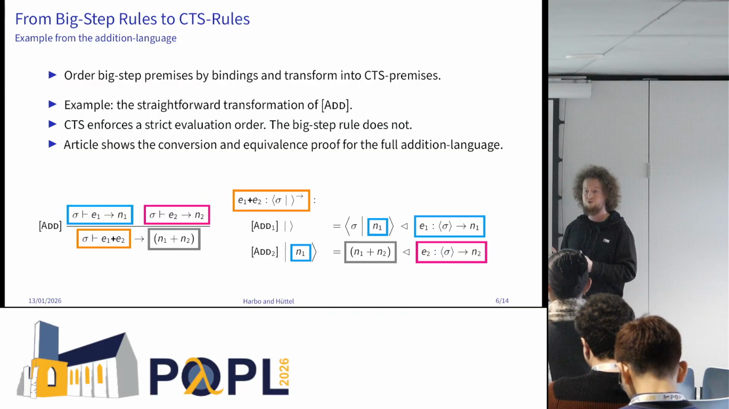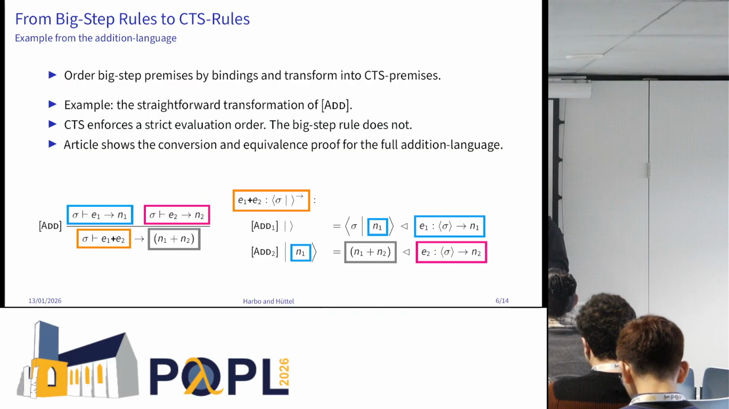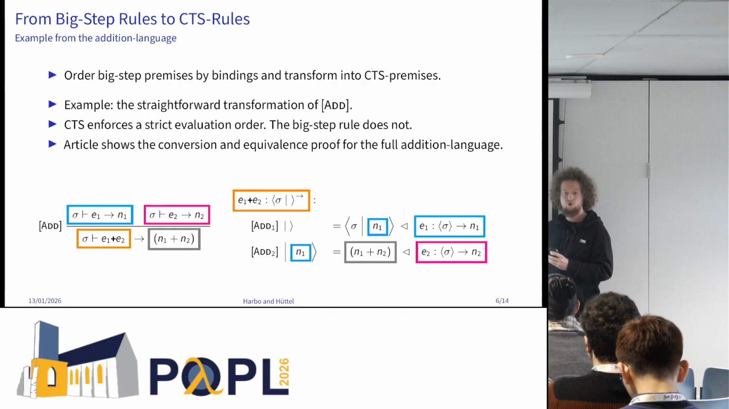Furthermore, an important thing to note is that whereas CTS imposes a strict evaluation order, e1 first, e2 afterwards, this order is not actually imposed in the big step rule. And therefore, we could easily also have created a CTS rule where e2 was evaluated first. But here we just picked to evaluate e1 first.